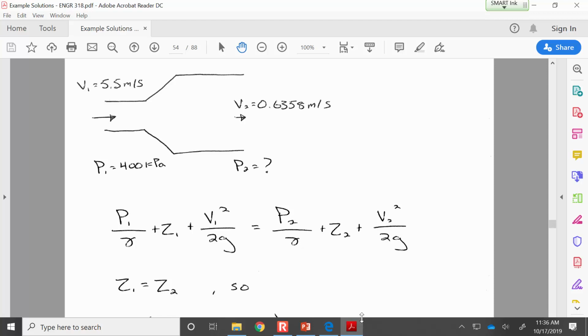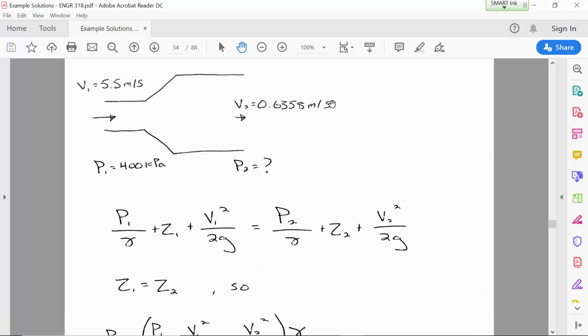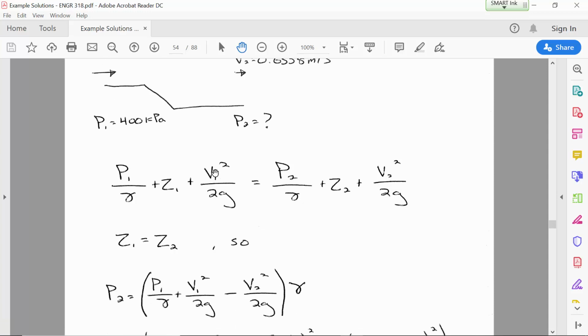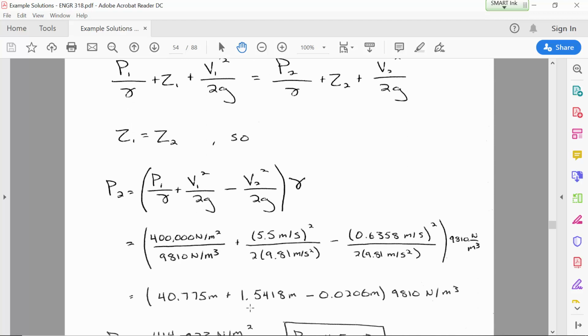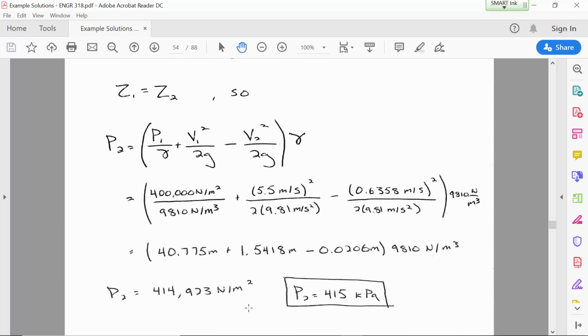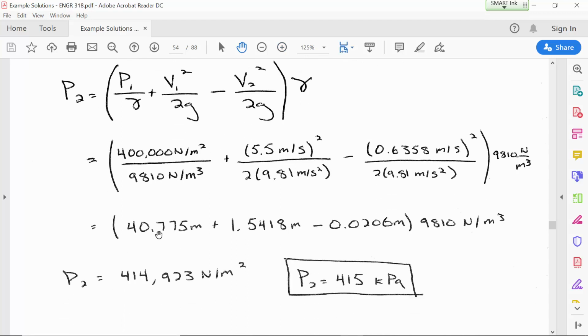All right, so the pressure at 1 is 400. We're trying to find the pressure at 2. We can rearrange the equation to solve for P2. It's just going to be the pressure at 1 plus the elevation at 1 minus the elevation at 2, plus the velocity head term at 1 minus the velocity head term at 2. So we should get 415 kilopascals. You'll note that I wrote the intermediate quantities here, and the units there are going to be meters.